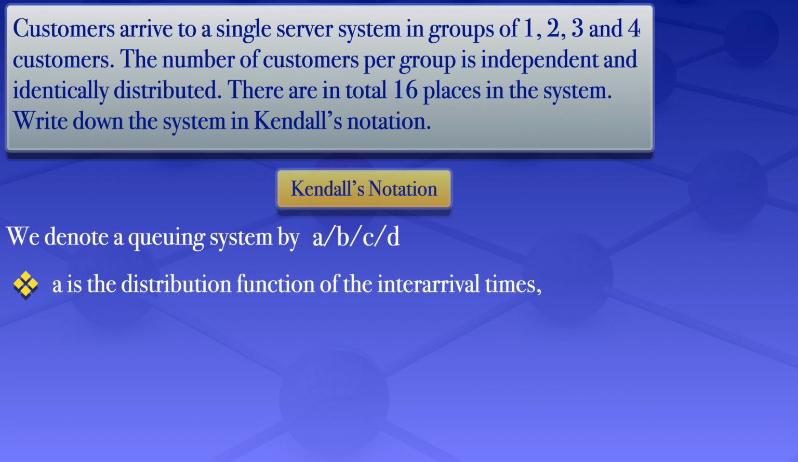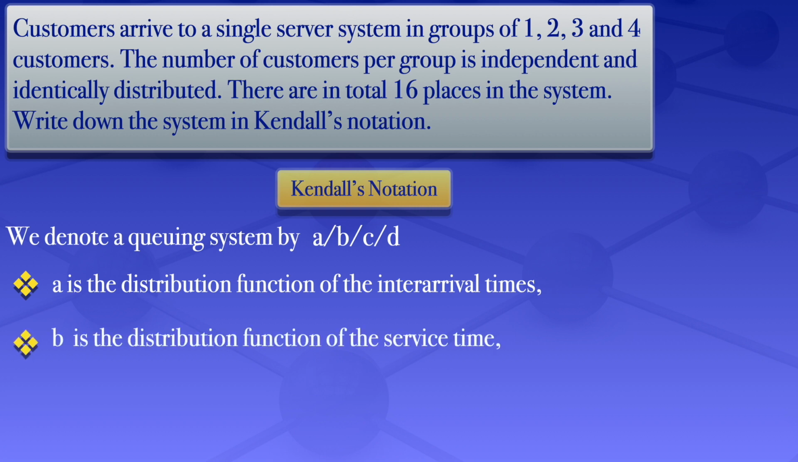The second letter, the B, is the distribution function of the service times. In this case, that distribution function is not given again. So we just assume that it's a general distribution and we will denote it by a G. Where we have the B there, we'll put a G. And then the C there is the number of servers in the system. In this case, we are given that there is one server because it's saying a single server system. So for the C there, it will be a 1.